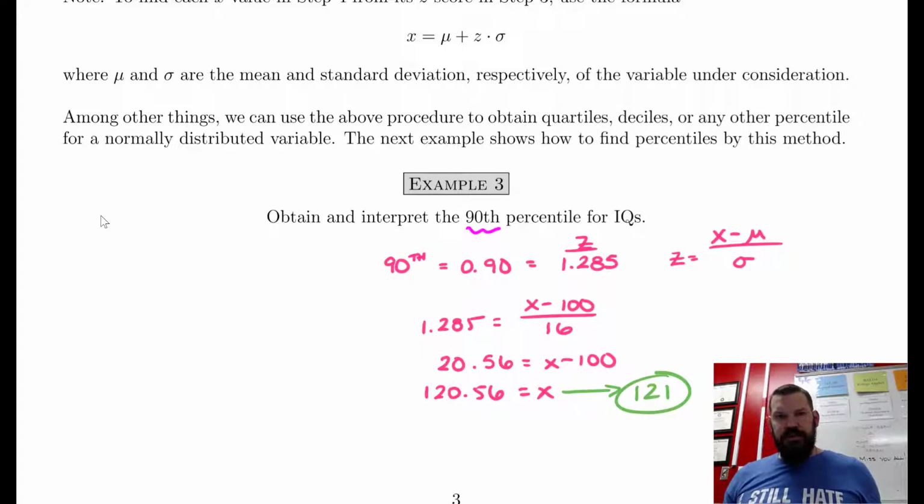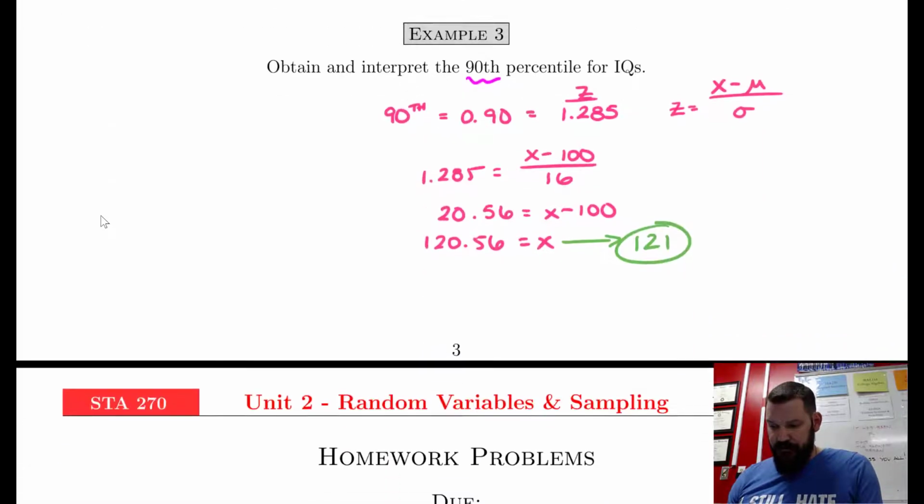So the 90th percentile means that if you have an IQ of 121, you have a higher IQ than 90% of the population. It also means similarly that 10% of the population has an IQ higher than 121, and that's how you obtain and interpret that percentile.